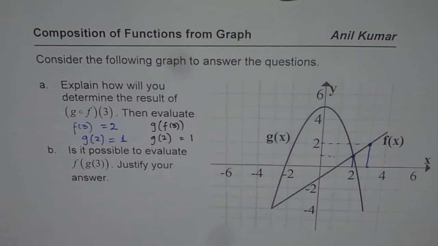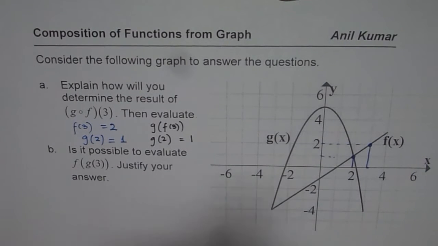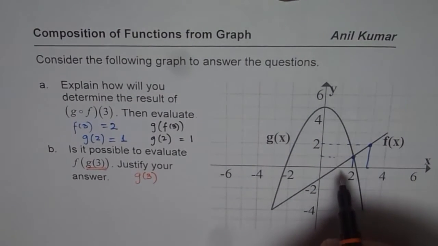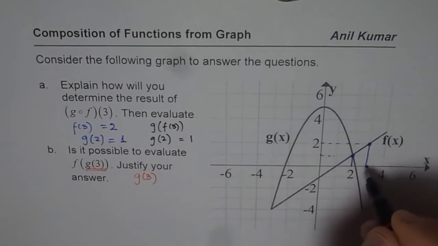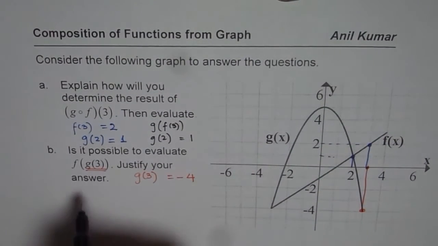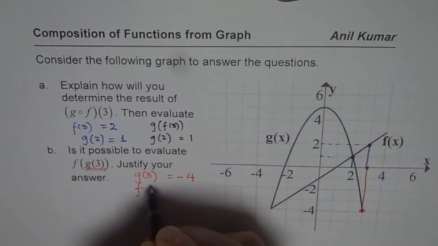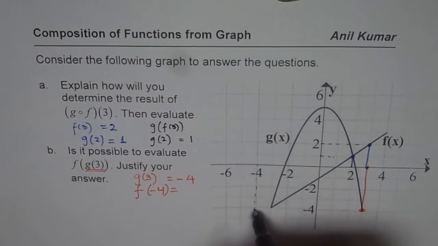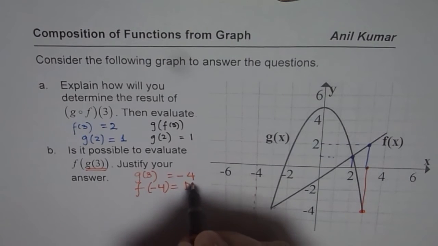Now part B: is it possible to evaluate f of g of 3? That is the question. So here let us find what g of 3 equals. The inside function, g of 3, means the value of g at 3. So 3 is here, and at 3 the value of the function is minus 4. Now when I say f of g of 3, that means we want to find f of minus 4. At minus 4, the value of the function does not match, so it does not exist.